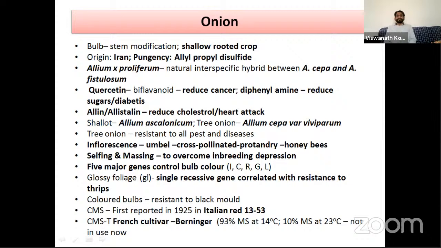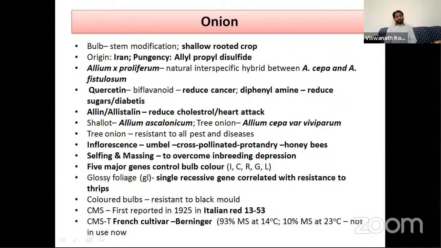For the development of hybrids, we need inbreds. So we have to self for 6 to 7 generations to get a hybrid. So to overcome this, the breeding method of selfing and mass selection was used in the onion. This was also previously asked. This question was asked 2 to 3 times. The selfing and mass selection method of onion was followed to overcome the inbreeding depression. Selfing and mass selection are followed in which crop? Onion. This type of question may come.